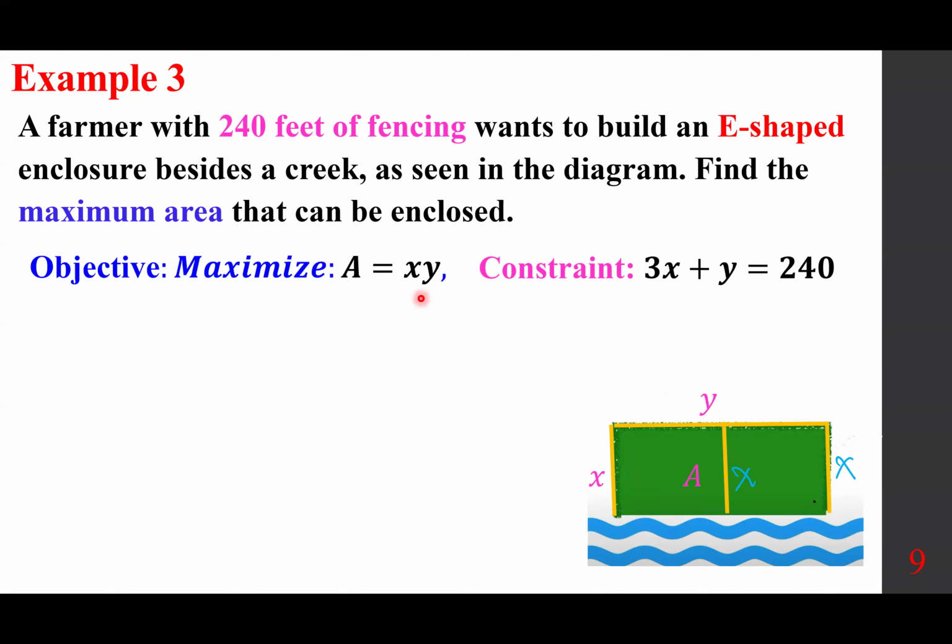Again, A is a function of two variables. To make it a function of one variable, we're going to solve for y, and we make it 240 minus 3x. And now I'm going to replace the y with 240 minus 3x.